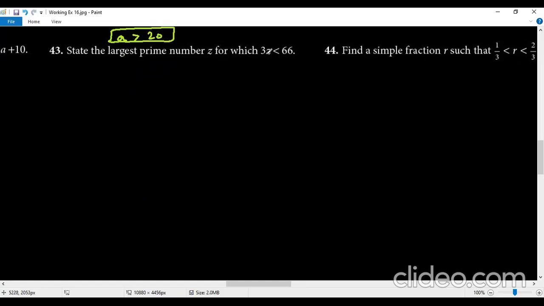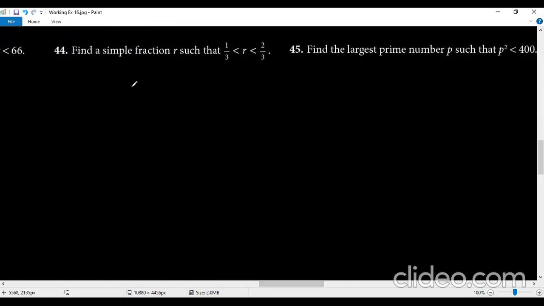When it comes to question number 43, it says the largest prime number that can be placed, where 3z is less than or equal to 66. That means z is less than or equal to 22. So the largest prime number I see is 19 as an answer.